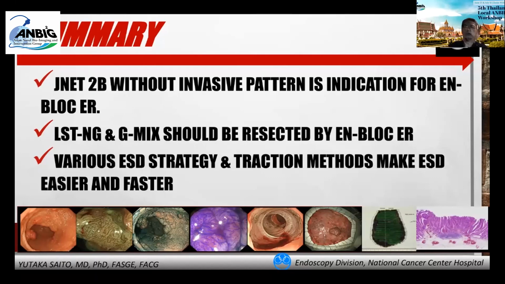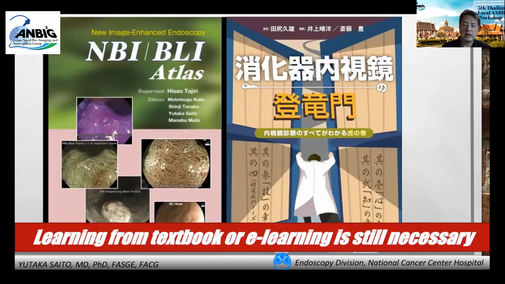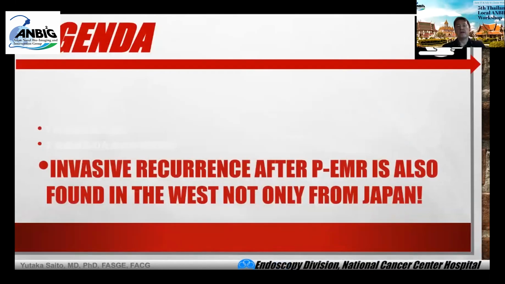It was reported that ESD showed a longer procedure time and higher complication rate. However, the recent advancement of ESD strategy and various traction methods make ESD easier and much faster than before. So using this kind of textbook, please learn more and more about JNet classification and pit pattern diagnosis, and please conduct effective endoscopic resection. Learning from textbooks and e-learning is still necessary. Thank you very much.